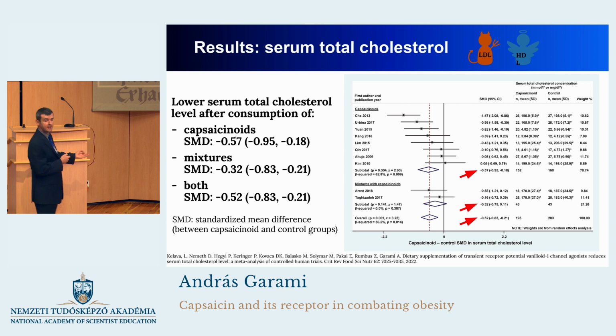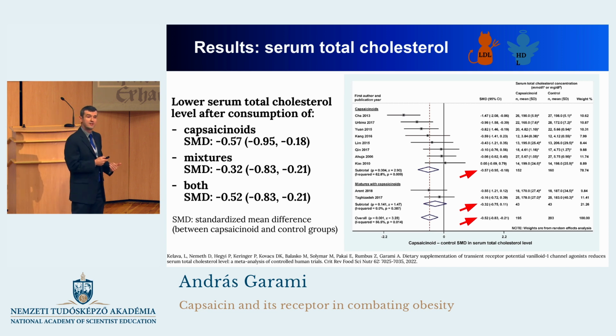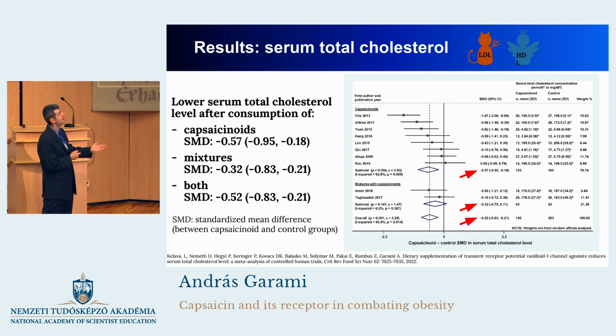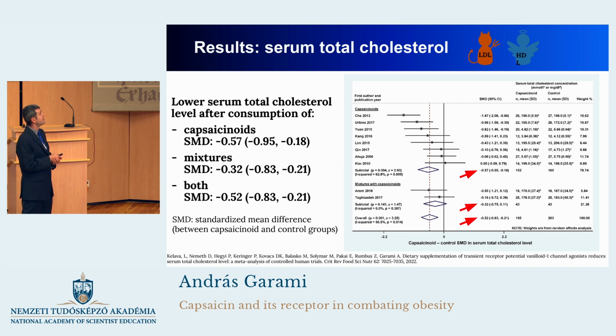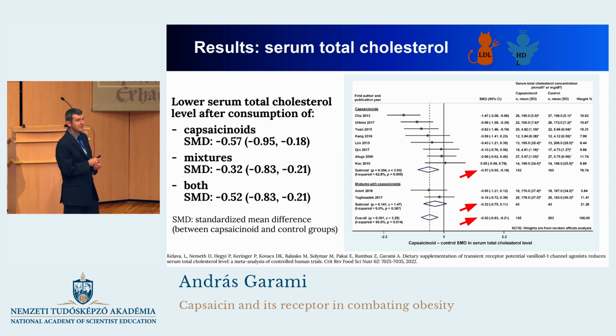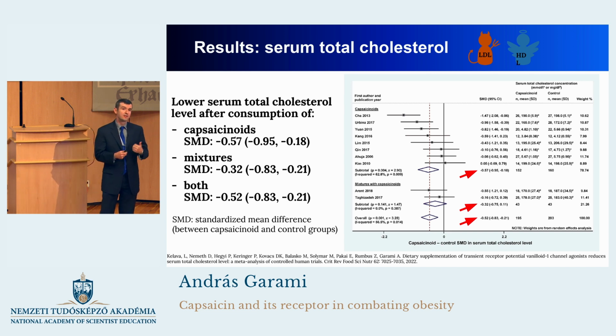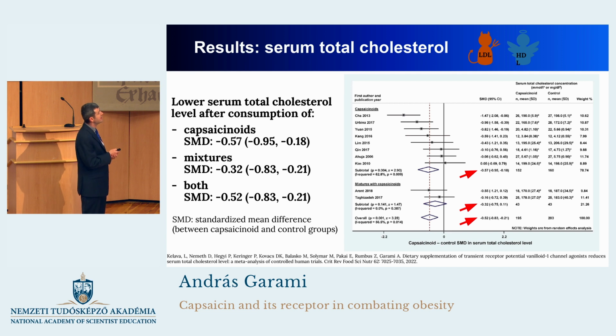If SMD is a negative value, then capsaicinoids reduced the parameter, serum total cholesterol. If it's positive, then they rather increased it. As you see, in most studies there was a decrease, and we also calculated the average SMD from two subgroups, namely groups which consumed capsaicinoids only, and another subgroup in which capsaicinoids were supplemented with other substances like tea extracts or caffeine. And finally, we also calculated the average from all studies, which average SMDs are shown as the diamonds.